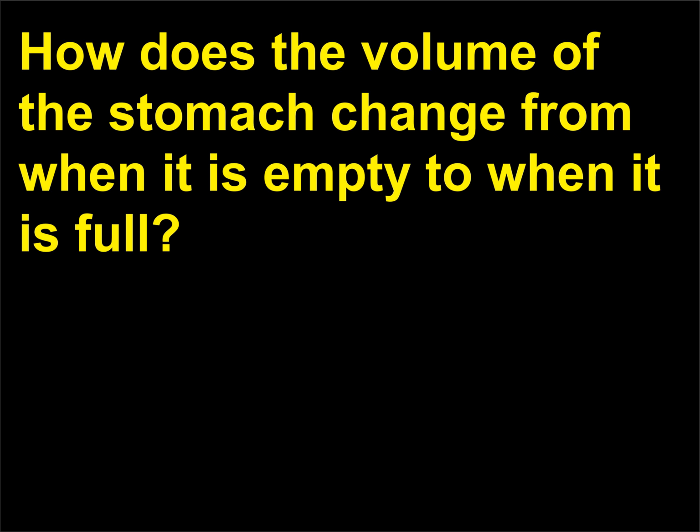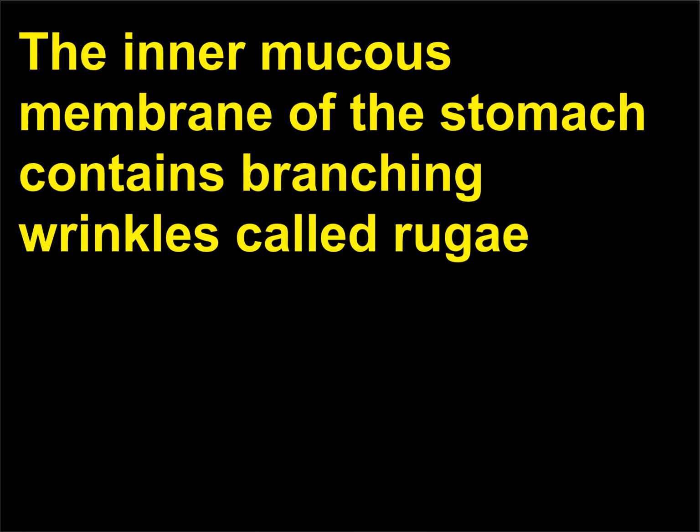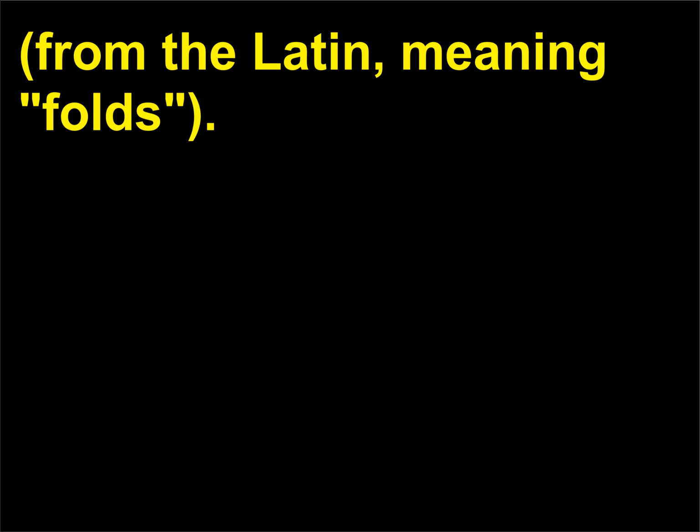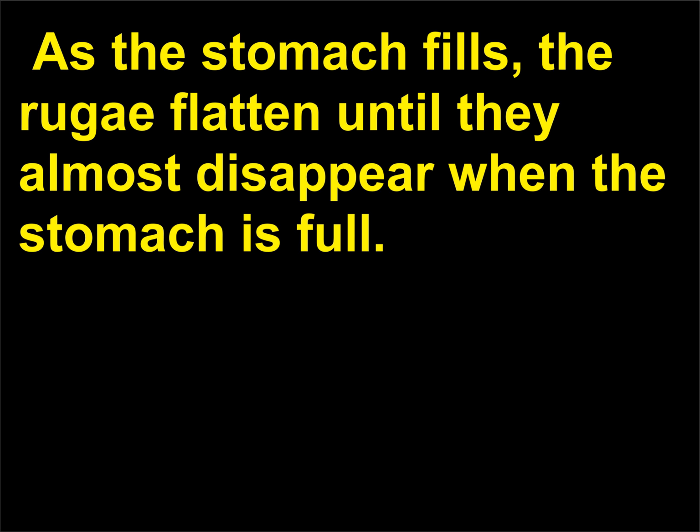How does the volume of the stomach change from when it is empty to when it is full? The inner mucous membrane of the stomach contains branching wrinkles called rugae, from the Latin meaning folds. As the stomach fills, the rugae flatten until they almost disappear when the stomach is full.